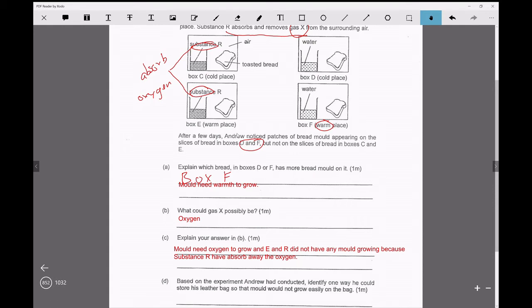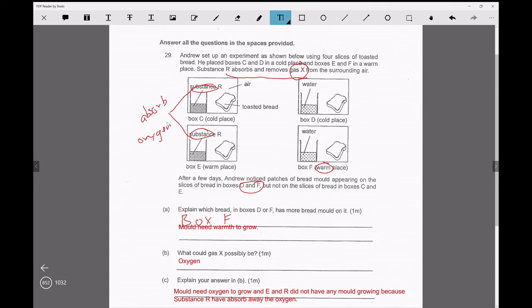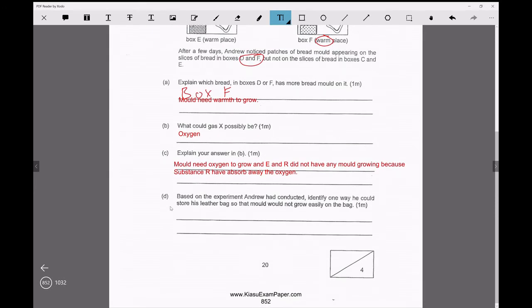Okay, so based on the experiment Andrew has conducted, identify one way he could store his leather bag. There are a few ways. First, you know that you can put something that absorbs away the oxygen. So first one is place substance R near the bag. With no oxygen, the mould cannot grow on the leather bag. The reason why it grows on the leather bag is because leather is an organic natural material, so mould feeds on a natural material. But this is not the best answer, because if you place substance R near, it's still actually impossible to remove oxygen, because oxygen is all around us.